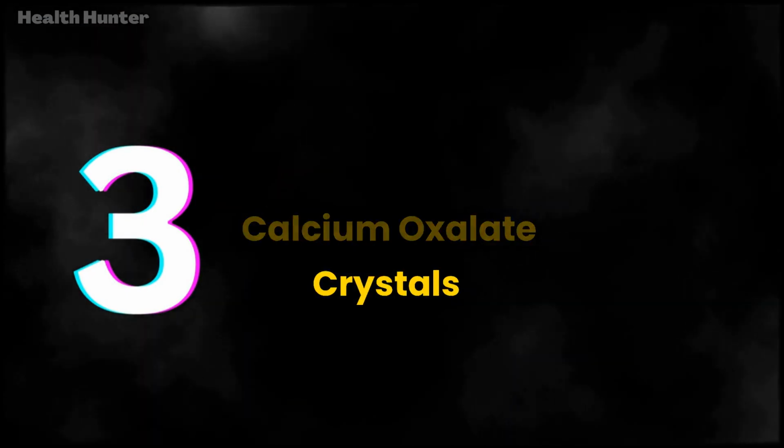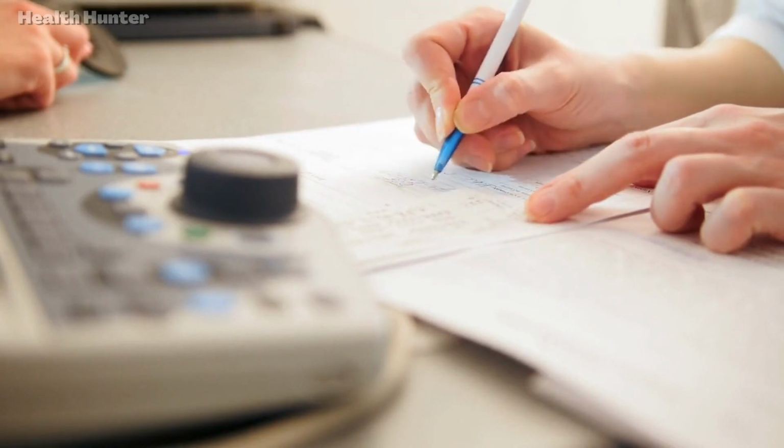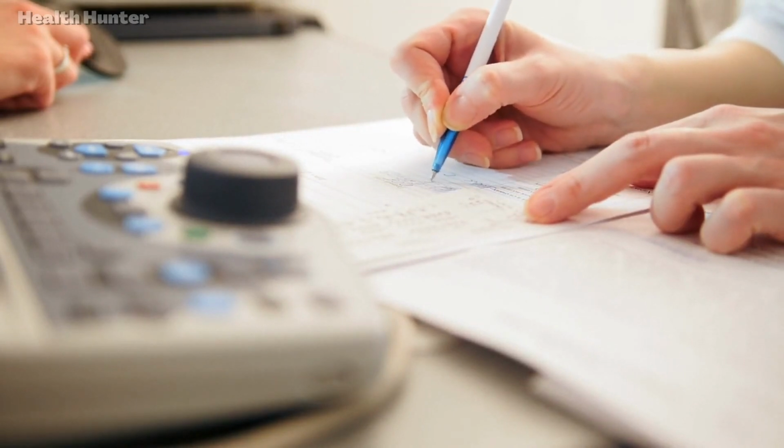Section 3. How to identify calcium oxalate crystals. Now that we know what calcium oxalate crystals are and why they are important, let's talk about how to identify them. The easiest way to identify calcium oxalate crystals is by doing a urine test.